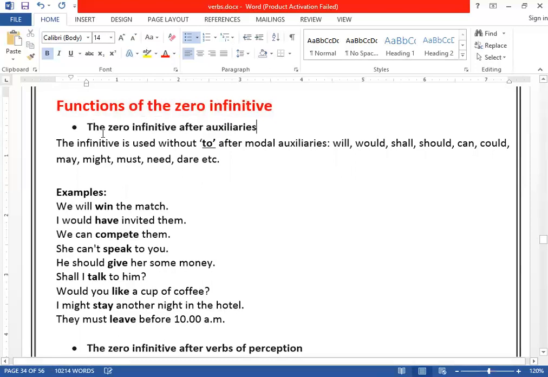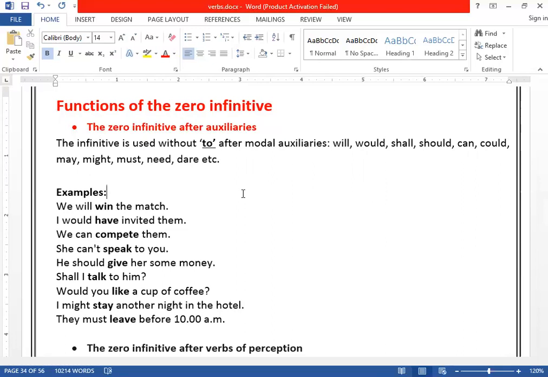Let's talk about zero infinitives after auxiliaries. Always remember that after auxiliary words, we use bare infinitive. Modal auxiliary words include may, might, can, could, would, should. Clear? Must.